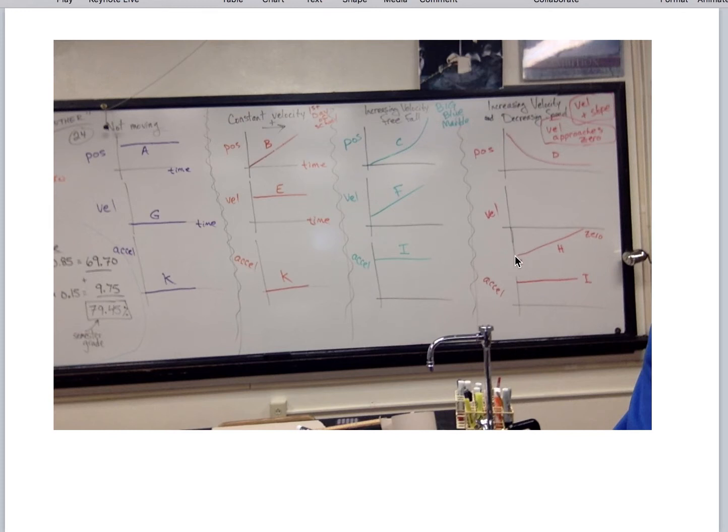slope. Negative velocity, negative slope. Zero velocity, zero slope. Now this line here, that line is a positive slope. So my acceleration is a positive value that doesn't change.